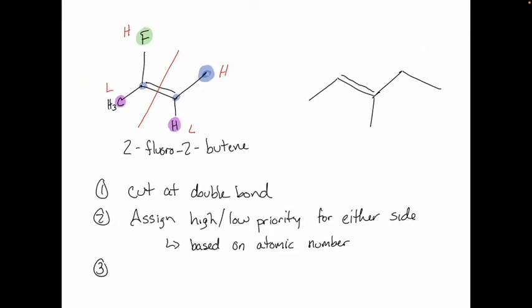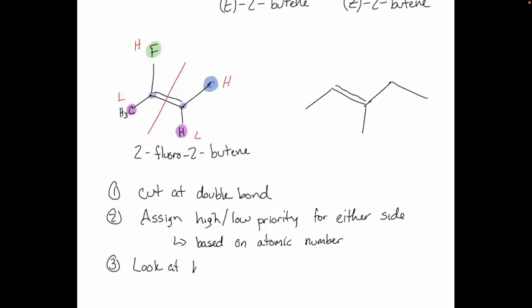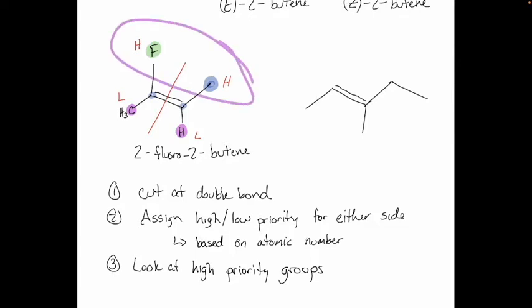So then the last step here is to look at the high priority groups. If they are on the same side, then it's a Z stereoisomer. If they're on opposite sides, it's the E stereoisomer. So in this case, my two high priority groups are on the same side of that double bond. They're pointed in the same direction. So this would be a Z 2-fluoro-2-butene.